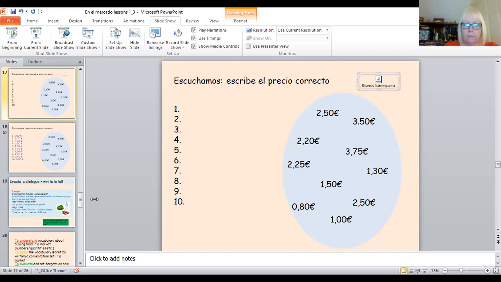Next one. D. ¿Cuánto cuesta, por favor? €3.50. ¿Cuánto cuesta? €1.50, por favor. F. ¿Cuánto cuesta? €3.75.